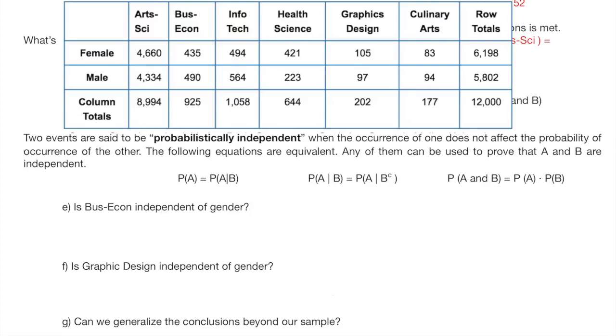Let's go back now to our contingency table and the variables gender and program. We are going to apply these concepts of independence to the values of the two variables.